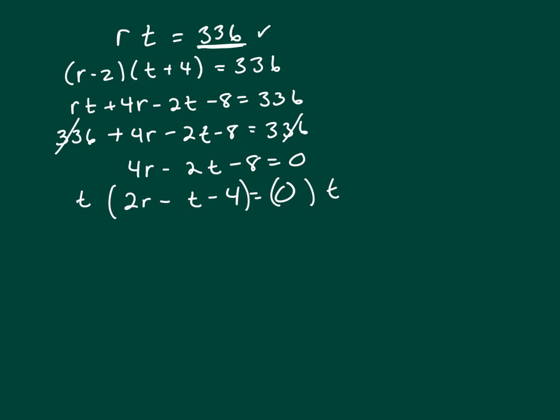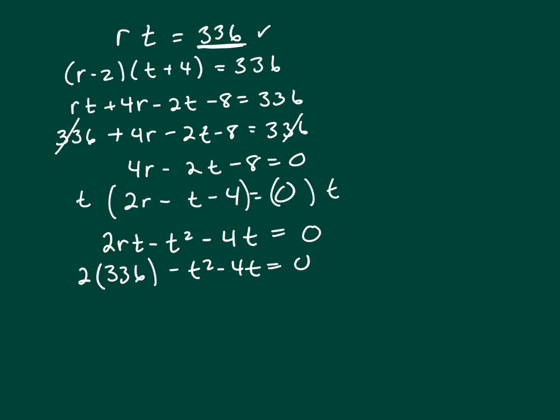I had to decide if I want to multiply both sides by T or R. R would also work, but it would take a little bit longer. So this is 2RT minus T squared minus 4T equals 0. Now what is 2RT? 2RT is 336 times 2. Minus T squared minus 4T equals 0. And that's going to be a negative T squared minus 4T plus, 2 times 6 is a 12, that's a 7, that's a 672.